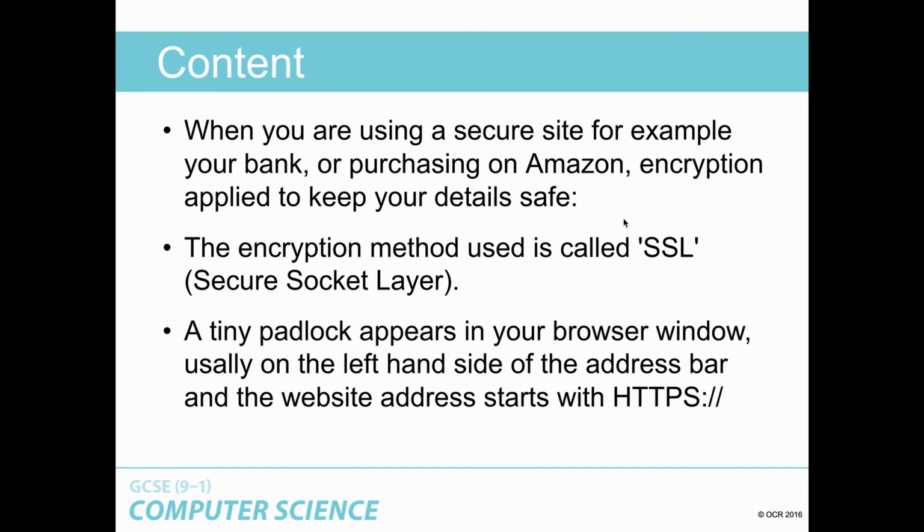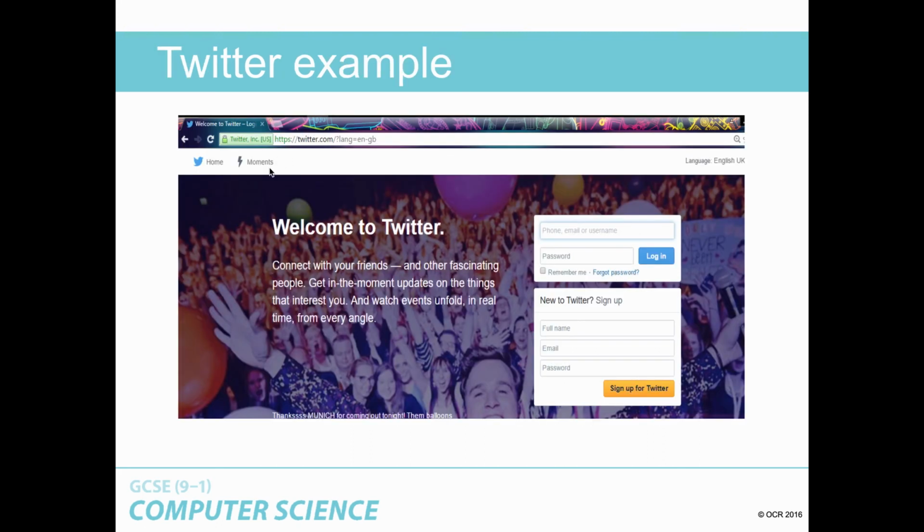When you are using a secure site, for example your bank, or purchasing on Amazon, encryption is applied to keep your details safe. The encryption method is called SSL, Secure Socket Layer. A tiny padlock appears in your browser window, usually on the left-hand side of the address bar, and the website address starts with https://. So here's an example of Twitter. Okay, we've got the padlock up there, and it's https.